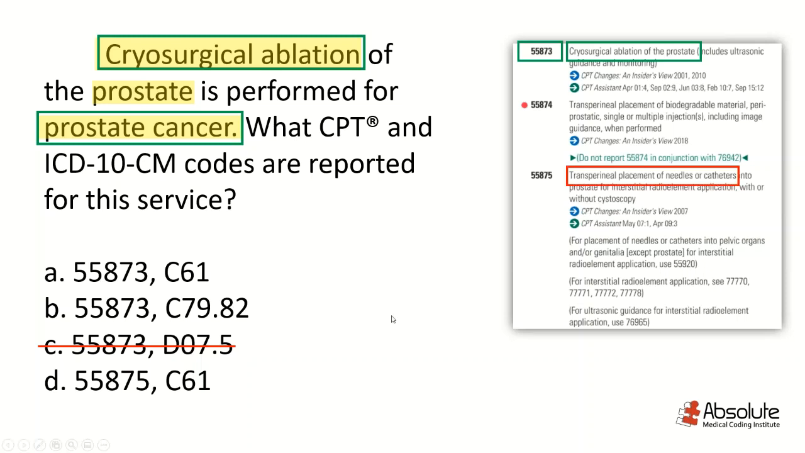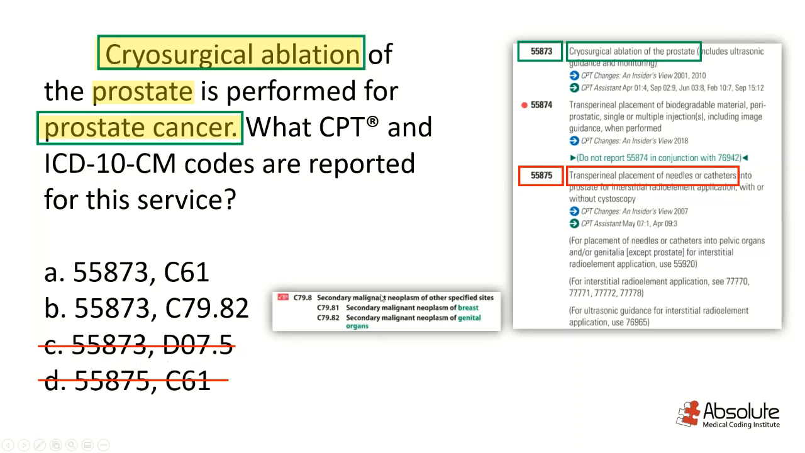All righty. So here we go with 55875. Okay. Transperineal placement of needles or catheters. There was no mention of that. This person again is having cryosurgical ablation. So 55875 is off the table. All righty. So what else do we have left here?